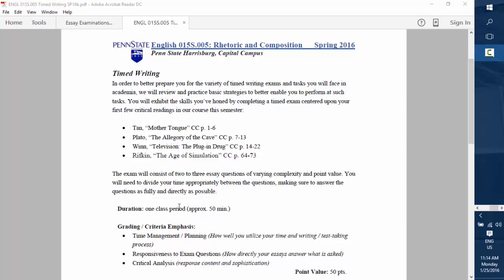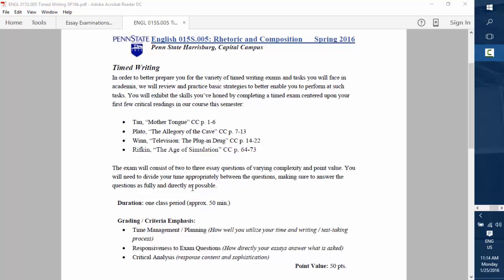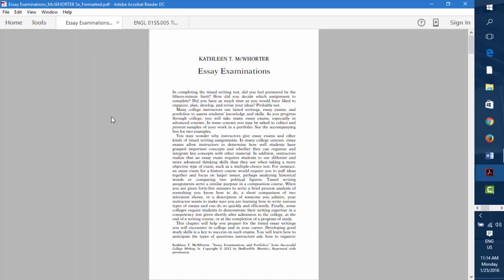Here is our timed writing prompt, and as you look through this, we'll revisit it, but you can see right from the get-go that we have 4 different readings that will appear on it. I can tell you that the ones that will show up on the practice exam will be the first two, Amy Tan and Plato. And the final exam, or the exam that you'll take for Friday, will have all 4 of them involved. Okay, so let's take a look at McWhorter here.